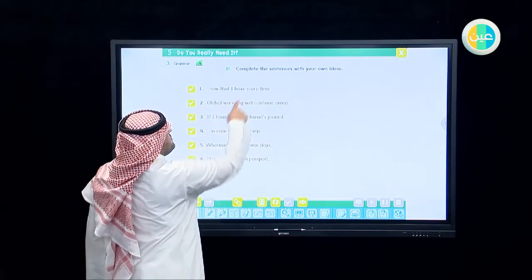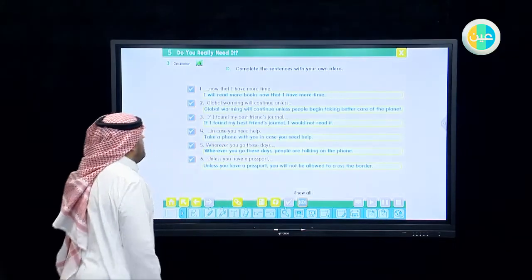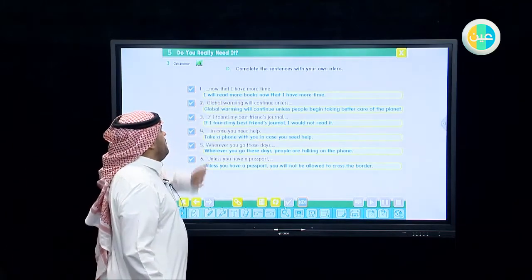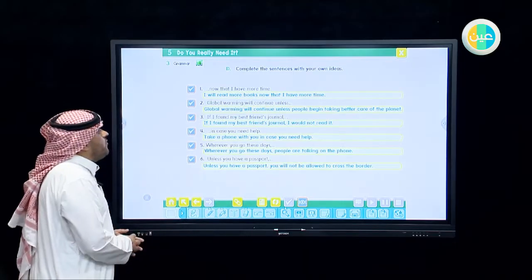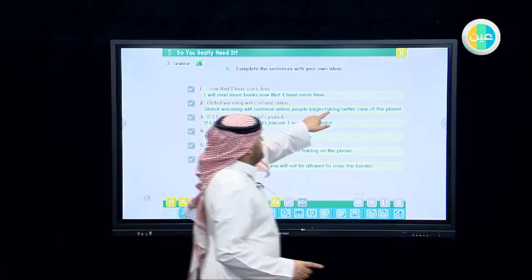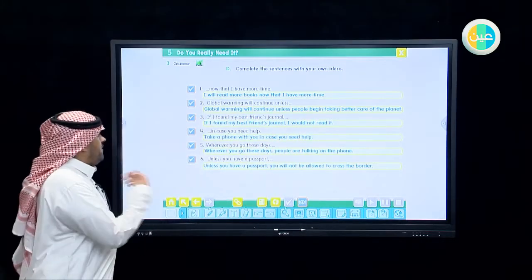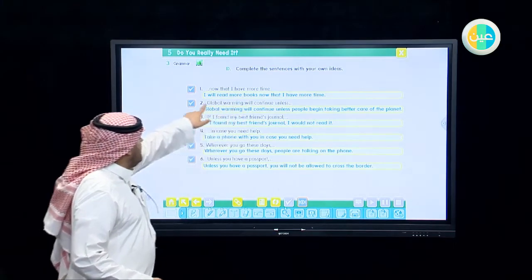Here, complete the sentence with your own ideas. Let's take the examples. Now that I have more time, I will read more books. Okay. Number 2, global warming will continue unless what? People begin taking better care of the planet. If they care about the planet, global warming will stop. Global warming means الاحتباس الحراري.